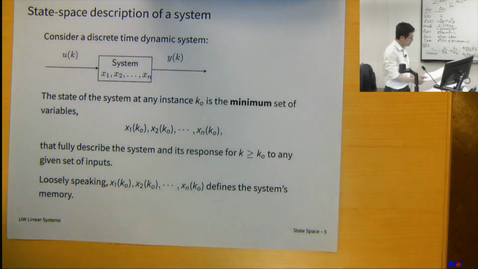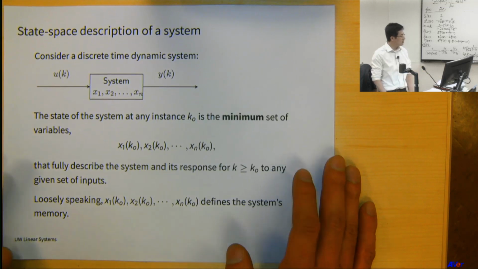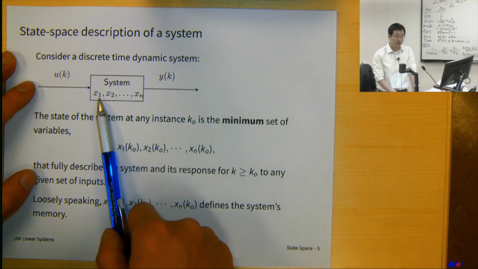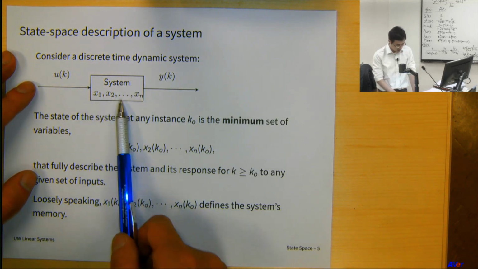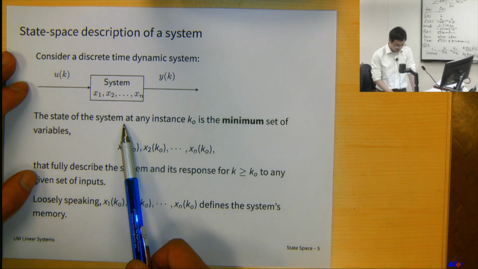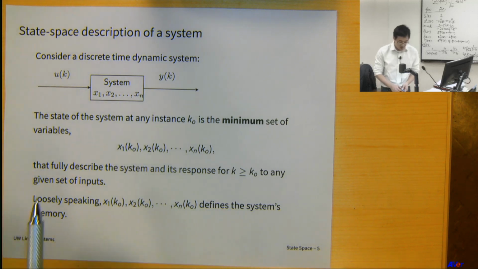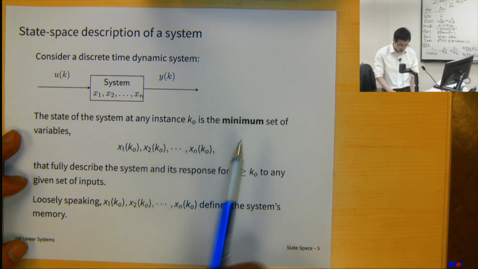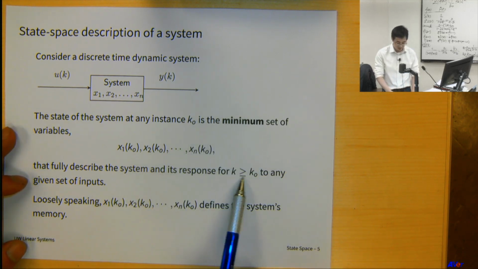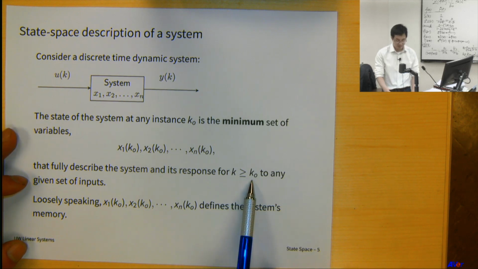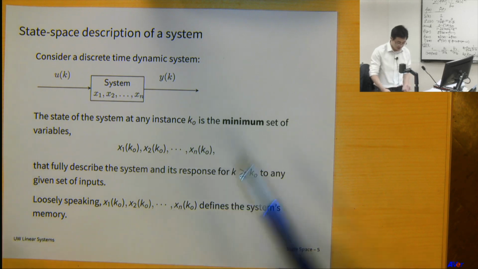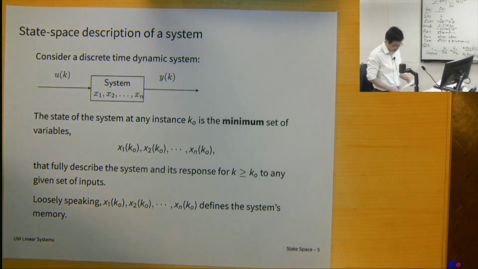So how we write in discrete time is as follows. We say a system has input, output, and then the state variables, which we usually write as x1, x2, up to xn. The state is the minimum set of variables that I need to describe the system and its response for k equal to any time in the future. It is just a different way to reinforce the concept that this defines the system's memory.